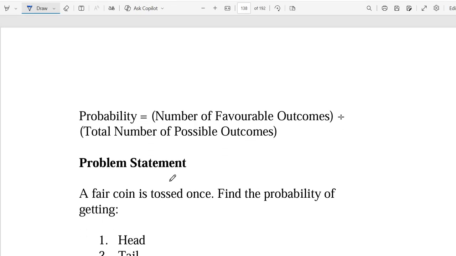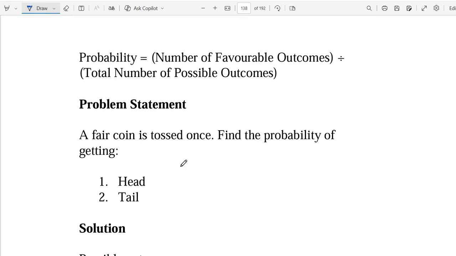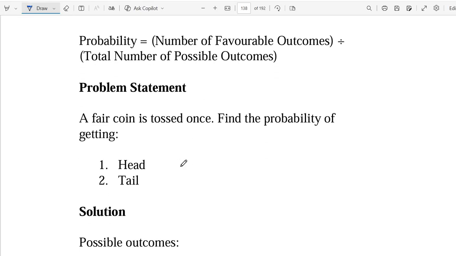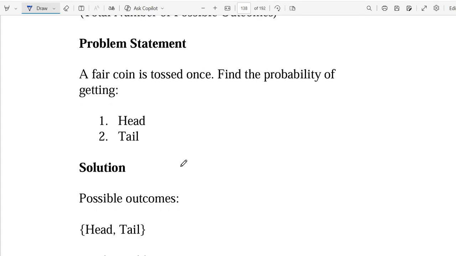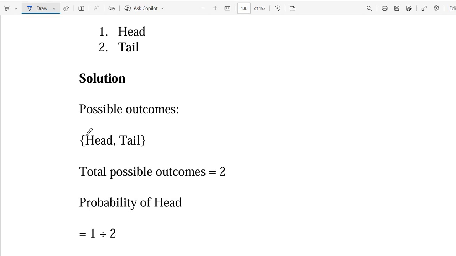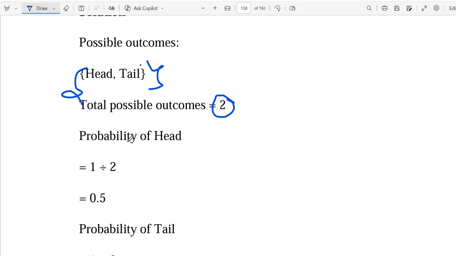For example, if we toss a coin, what is the probability that it will fall on head or it will fall on tail, right? So this is our sample space: head and tail. Total possible outcomes, that is 2, right? And probability of head. How many times will head come if you toss one coin? Once, right? That is 1 divided by 2.